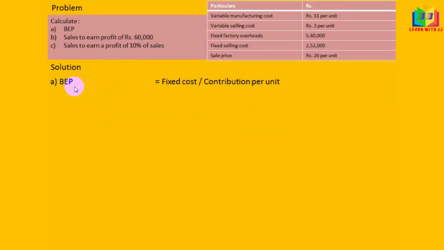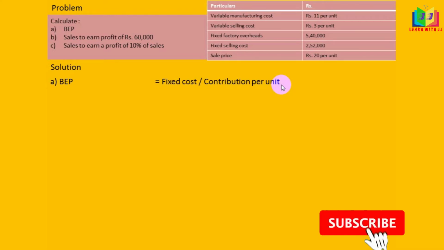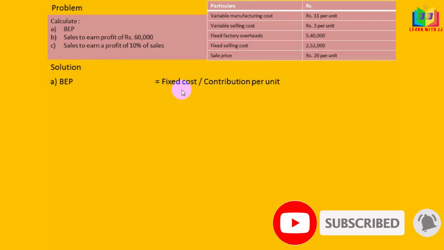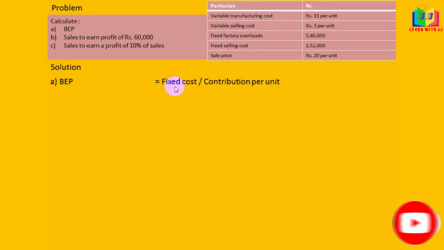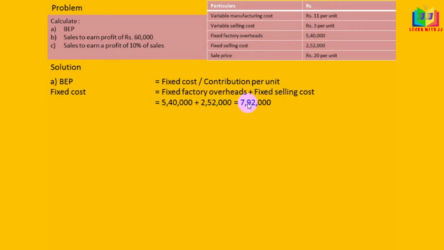In order to find the break even point, the formula we have here is fixed cost divided by contribution per unit. The other formula we also have is fixed cost divided by PV ratio. In both ways we can find it. Before finding this we have to find the fixed cost. Here we have fixed factory overhead as well as fixed selling cost, so we have to add both. 5,40,000 plus 2,52,000, so we'll get fixed cost 7,92,000.